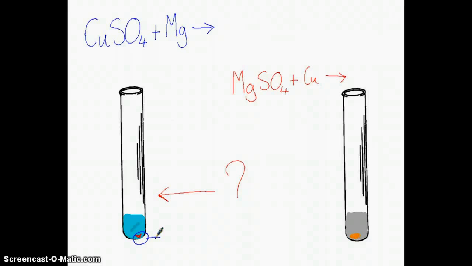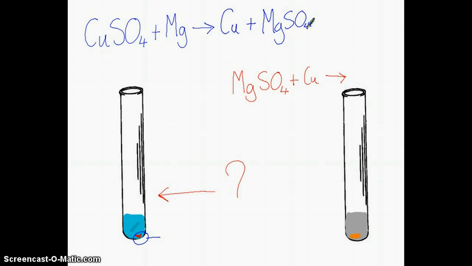We can see that the copper is now on its own, and the magnesium has taken its place as becoming part of the sulfate solution. So here we go, the copper is on its own. So there it is. And in that test tube, we now have magnesium sulfate.